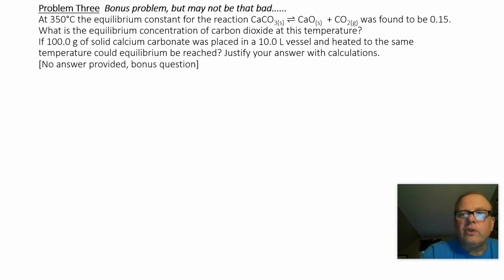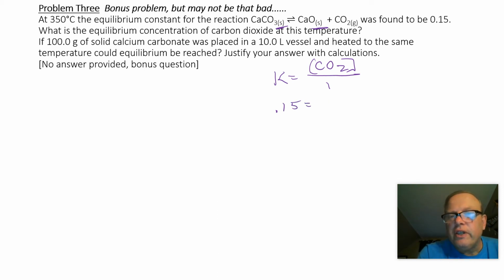So here's K. So K is equal to 0.15. Notice we have two solids in this reaction, so they're not even going to come into this. So K effectively is equal to CO2 over 1. So 0.15, in order for this thing to get to equilibrium, has to be equal to the concentration of CO2. In other words, when the concentration of CO2 is 0.15, this thing is at equilibrium.